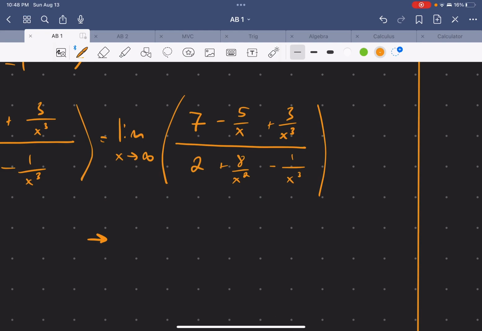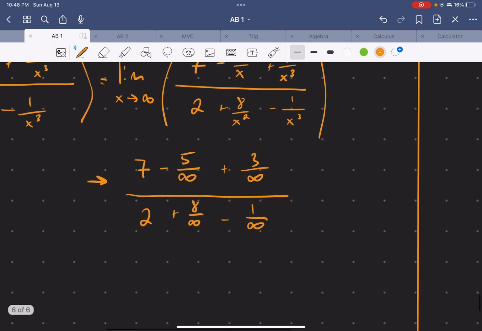What I would get here, I'm being careful to use an arrow because I'm plugging in infinities, which I'm not allowed to do if I'm going to say that this is equal. So if I plug in infinities, I'll get negative 5 over infinity plus 3 over infinity for those. And then on the bottom, I just get a 2, and then 8 over infinity, and then minus 1 over infinity. Notice that x going to infinity, x cubed going to infinity, infinity raised to any exponent is still going to be infinity. Any of these numbers that are being divided by infinity, those all go to 0.